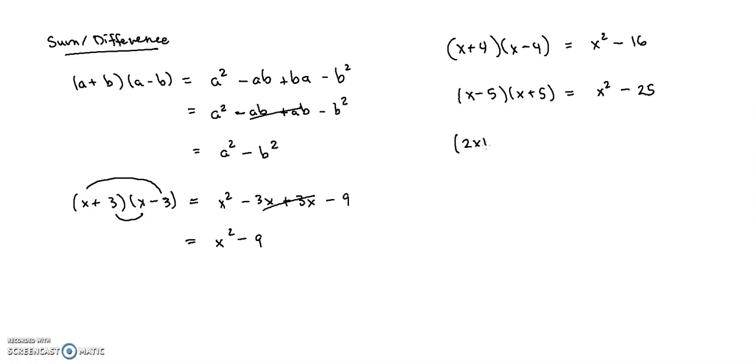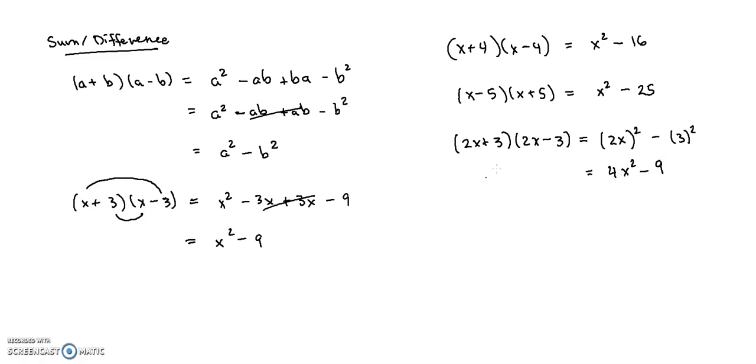Let's try that 2x plus 3 one that we did before. 2x plus 3, 2x minus 3. Okay, so we're going to get the first one squared minus the second one squared. Okay, because they're sum or difference. So the first one squared is going to be 4x squared, and the second one squared is going to be 9.